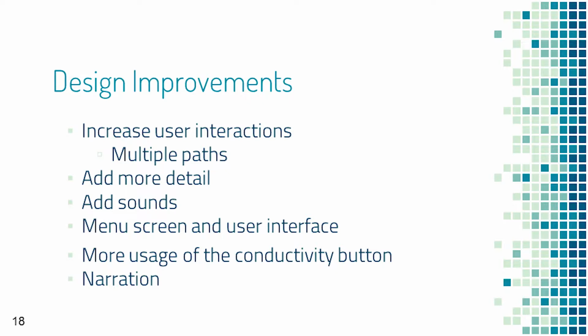Additional things we could add would be a menu screen or user interface, which would make our application much more user-friendly. Also, more usage of the button on the Google Cardboard, with which you can implement start and stop buttons, as well as a pause, which would allow more user interactions and let them learn at their own speed. Lastly, we could also implement narration, which would be an additional way to have more information shown to the user.